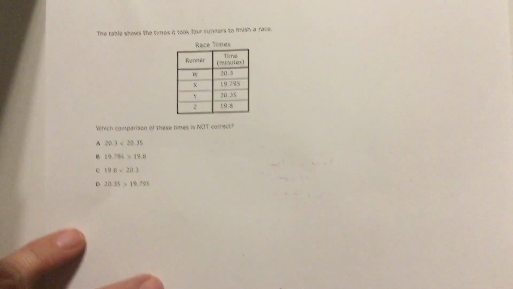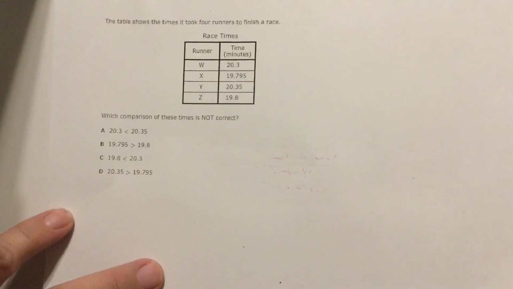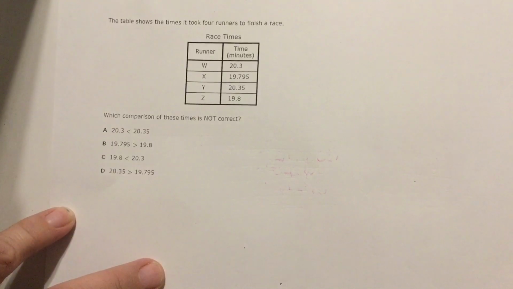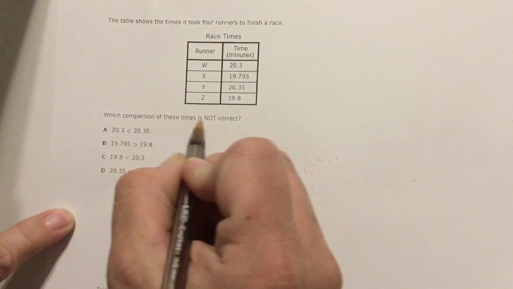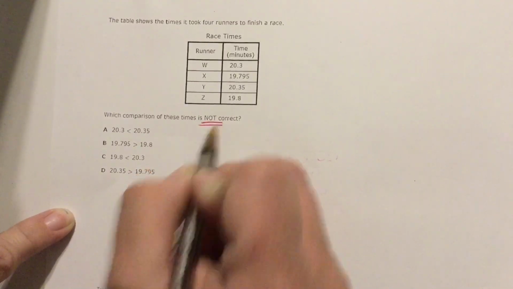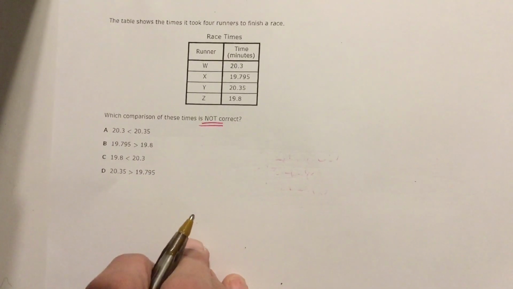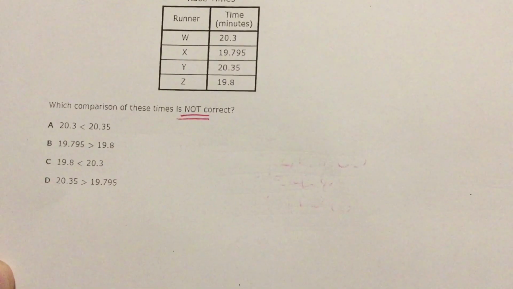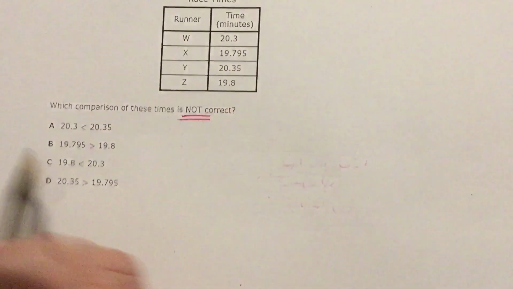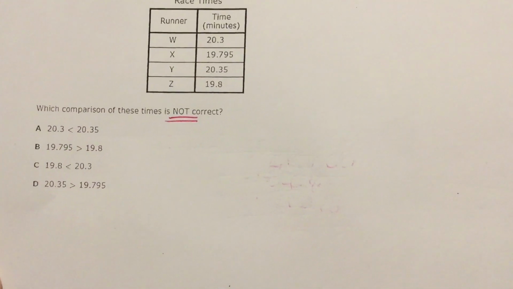The table shows the times it took 4 runners to finish a race. Which comparison of these times is not correct? Okay, so you're comparing. So A, B, C, or D, which one is going to be correct?